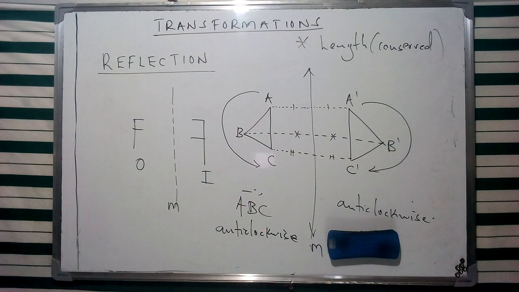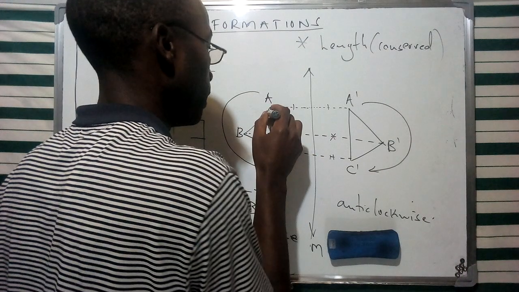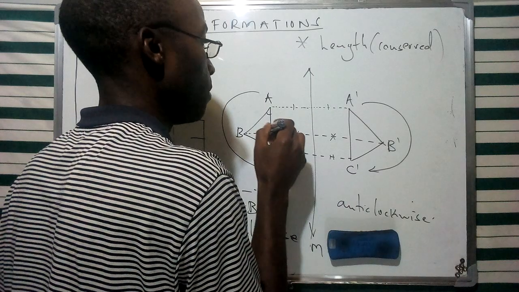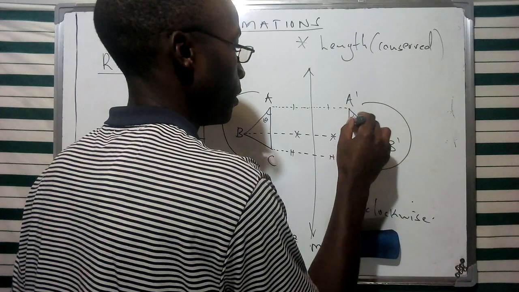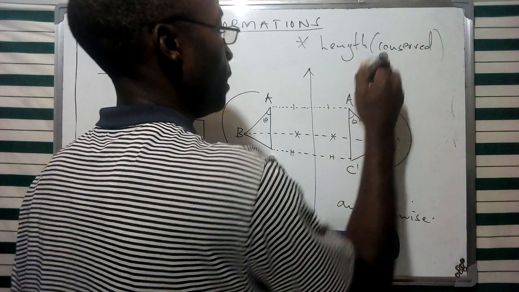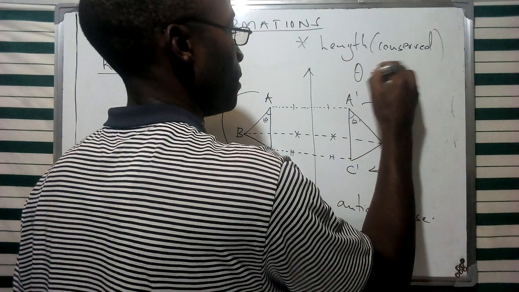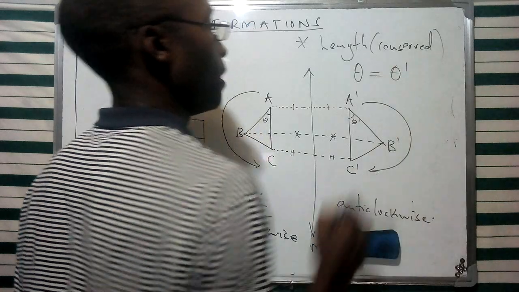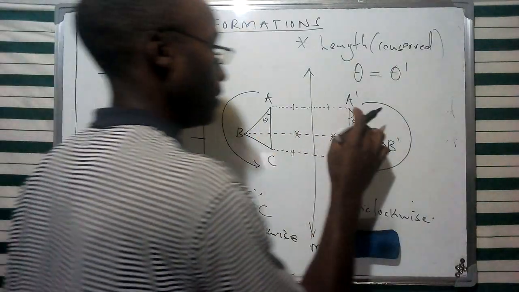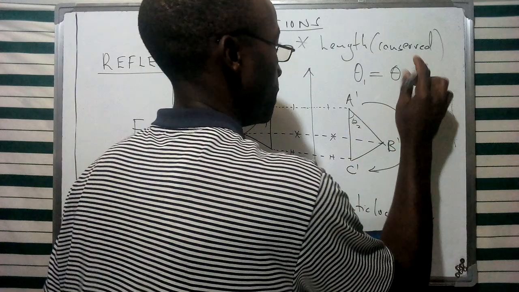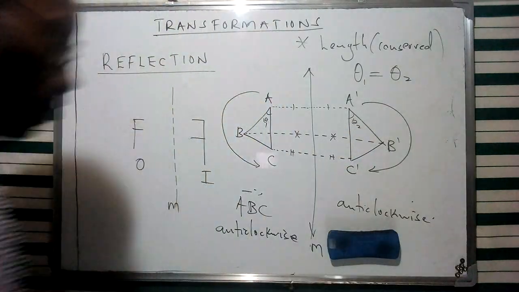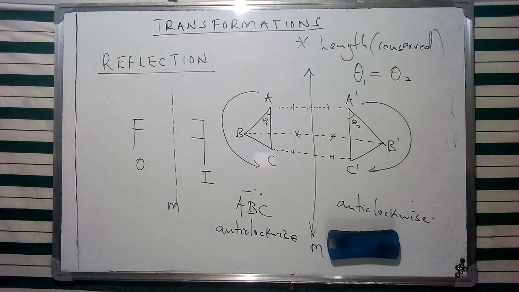And of course, later we're going to see from our evaluations that the angle measure is also conserved. So if this one was theta, then this is going to be theta prime. Then we are going to see that theta 1 is equivalent to theta 2 in that respect, and the other angles are going to just follow that analogy.